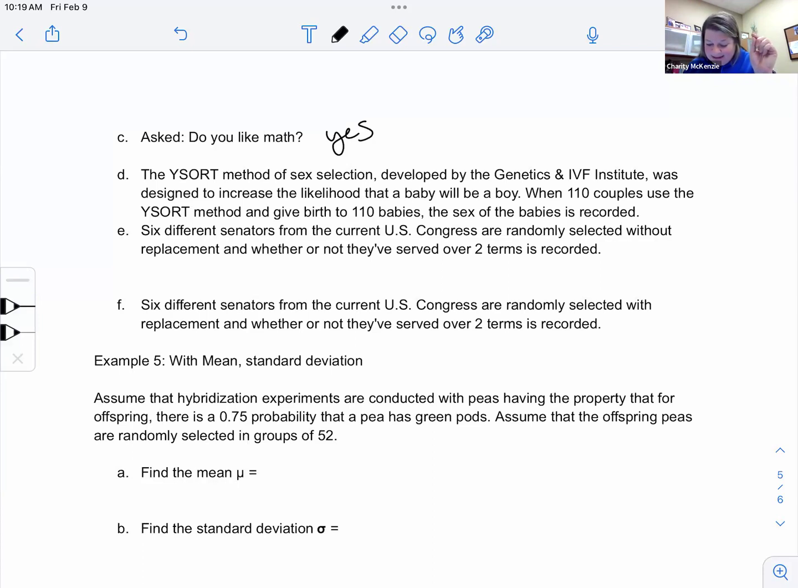Well, it's like I'm sorting them. I have 110, so I have a fixed number. And then the birth of the babies is recorded. Well, what's the birth of a baby? Boy or girl? So this is a yes. It's a little weird, but it's a yes.